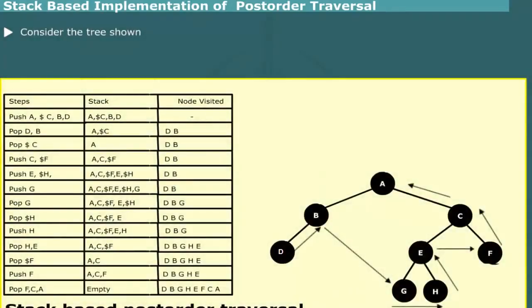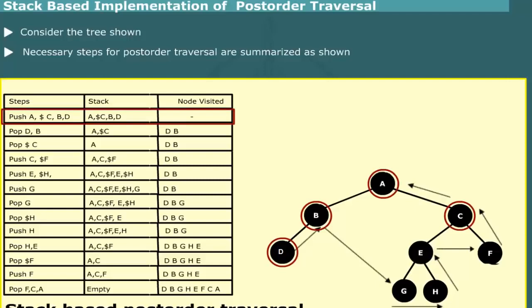Consider the tree shown in figure. The necessary steps for traversal are summarized as: push A $C B D, pop D B, pop $C, push C $F, push E $H, push G, pop G, pop $H, pop H E, pop $F, push F, pop F C A. Finally, the post-order traversal is D B G H E F C A.